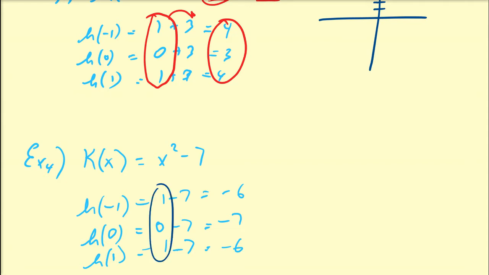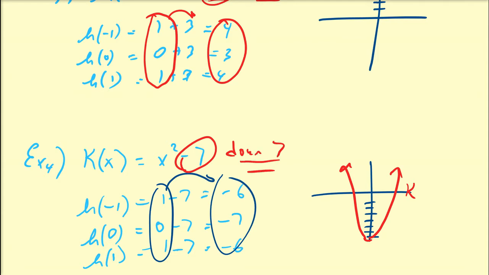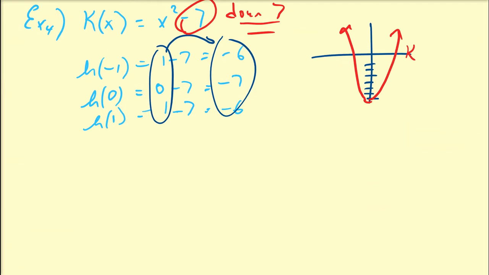So we're taking all our original y values and subtracting 7 from them to get our new y values. So if we shift everything down 7, we'll get that this is the graph of k. So this implies down 7. So we have some transformations that we can summarize, right?